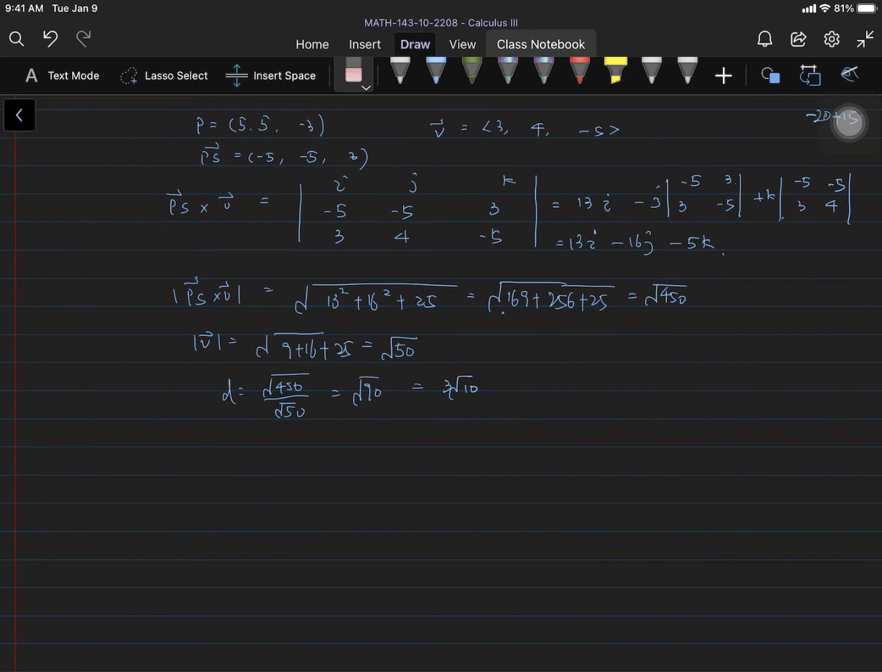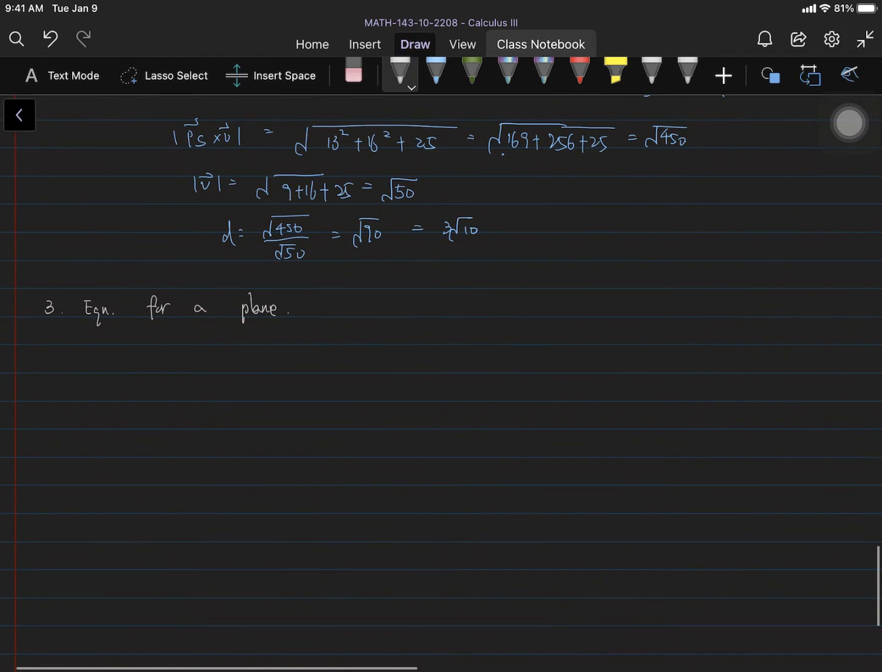Okay, the next topic we are going to learn is the equation for a plane. So we are going to find a plane equation. Firstly, for the plane equation, we know the n vector. The n vector is called a normal vector. I'm going to show you what the meaning of this is.